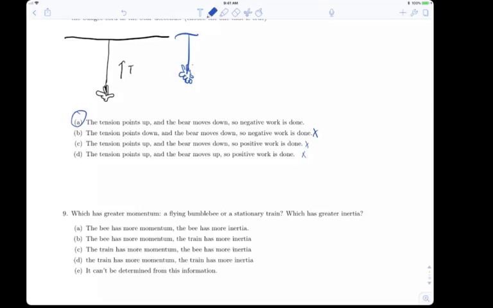Which has greater momentum, a flying bumblebee or a stationary train? Which has more inertia? Okay, so if v is equal to zero, its momentum is going to be zero. So the stationary train has no momentum, so the bee has more. Which one has bigger inertia? The train has more inertia than the bee.